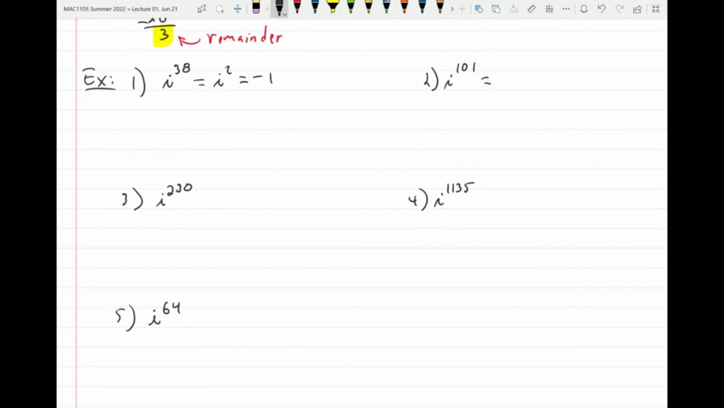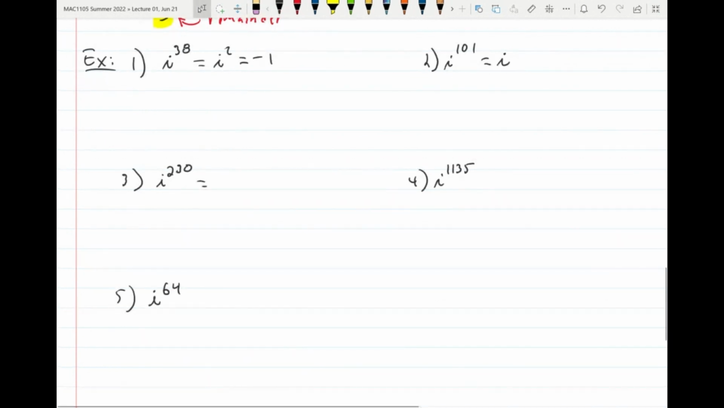All right, number 2, what's the remainder? Remainder 1, because 100 is the closest multiple, right? So 100 plus 1. So this is i, which is i. Okay, good. All right, so how about number 3? What's the remainder in 230?